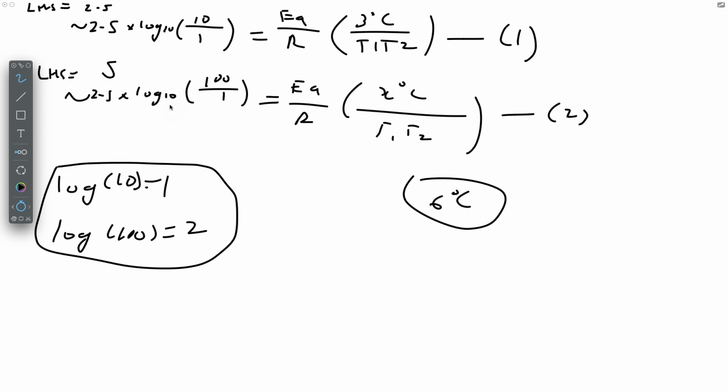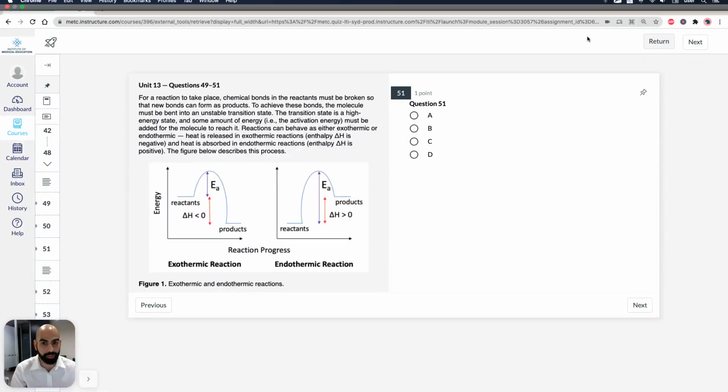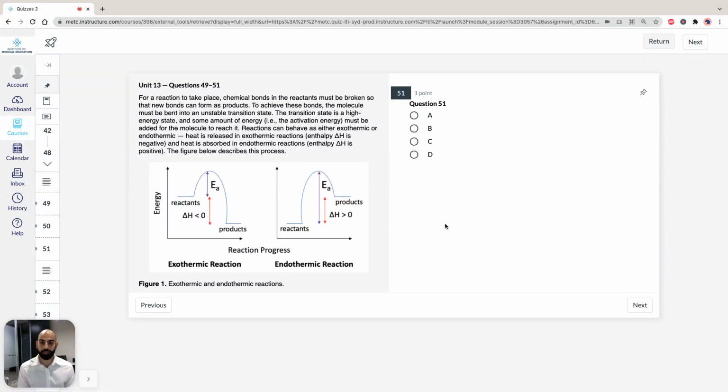So it's twofold. If we go back now, I'll hide the screen brush here. The answer to question 51 has to be A. So it's going to be 6 degrees.